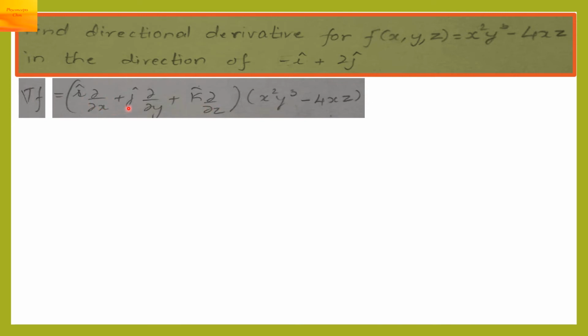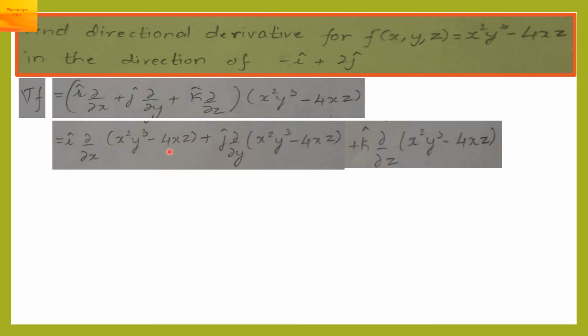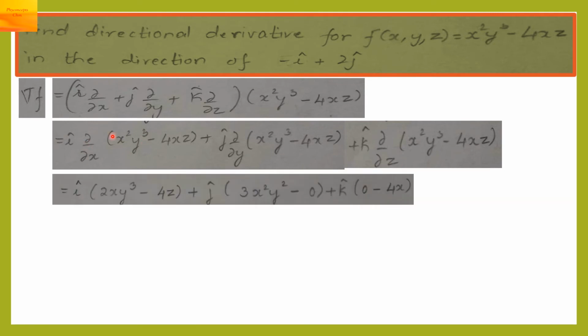i cap del by del x plus j cap del by del y plus k cap del by del z, and the function is substituted, that is f. And now we will open up the brackets and we will differentiate first with respect to x, then with respect to y, and then with respect to z. So here in the first bracket with respect to x we have to differentiate x square, that will be 2x. The rest of the terms remain the same. Here we will have to differentiate this y cube with respect to y. So that will be 3y square.